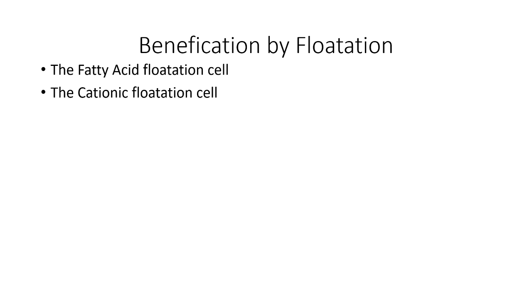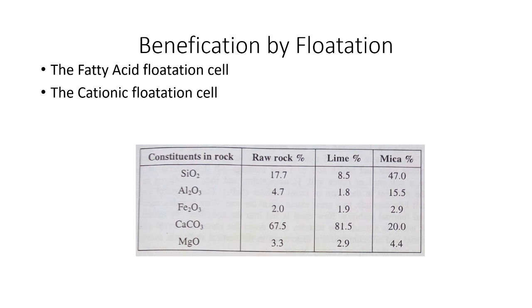Okay, so the procedure of flotation may change as per the requirement of raw material for producing different types of cement. Means here the percentage, as we are discussing classification, goes on changing depending on the different types of cement. So here, depending on the constituents, different percentages are given. So as per requirement, the fatty acid flotation cell or cationic flotation cell method is used.